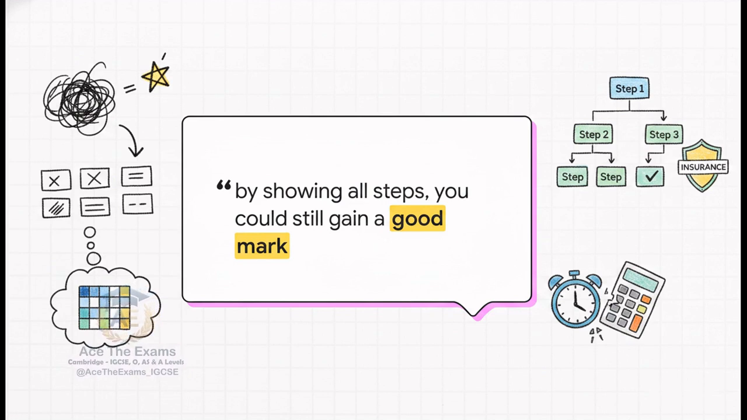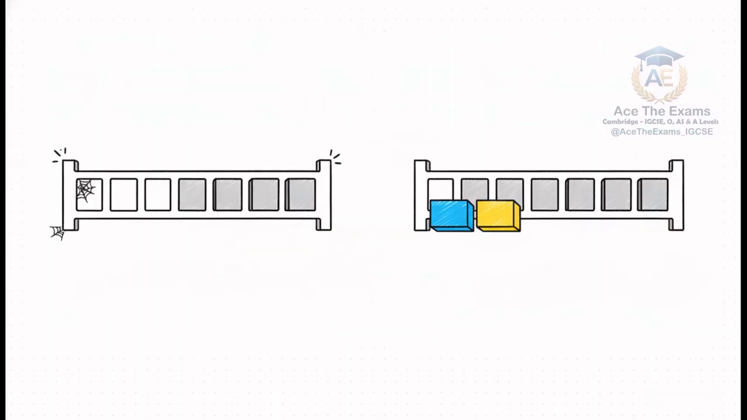If Sam rushes, makes a calculator error, and just writes down the wrong final number, that's 0 marks. If Alex writes down the formula, plugs in the numbers, converts bits to bytes, but messes up the final division, Alex still walks away with 3 out of 4 marks. Never skip the steps. And speaking of skipping steps, let's talk about the zero fill trap.